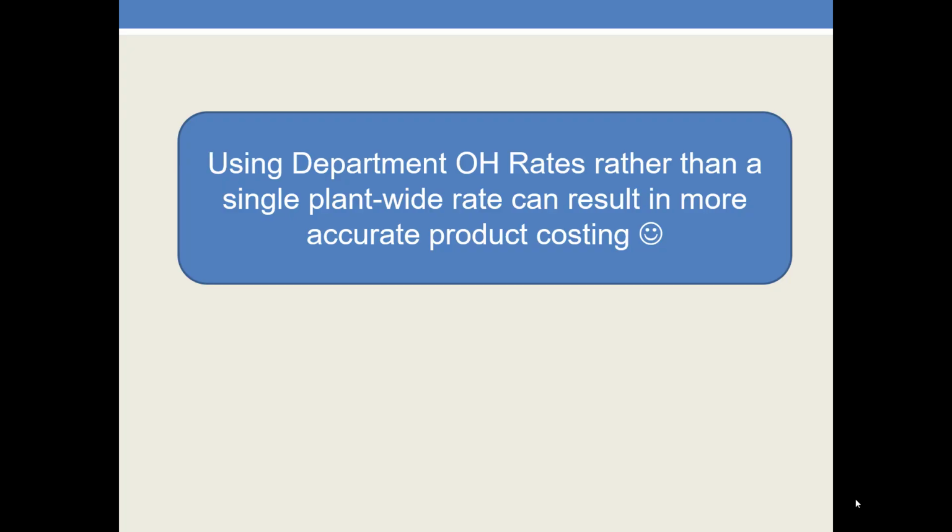Now, companies will use departmental overhead rates rather than a plant-wide rate to get more accurate product costing. And remember, this is important because it plays into pricing decisions and even the profitability and which products a company will carry.